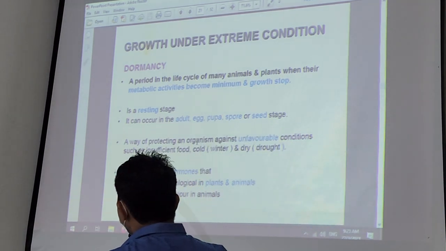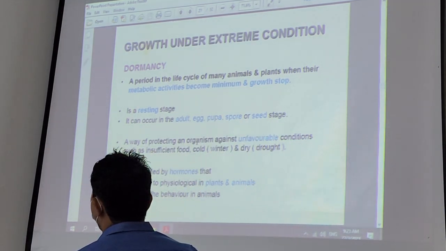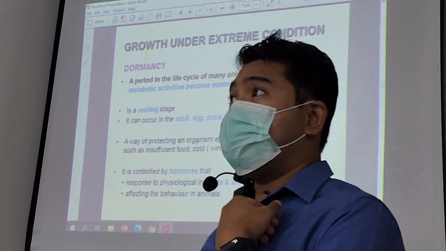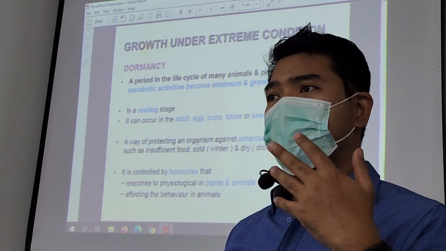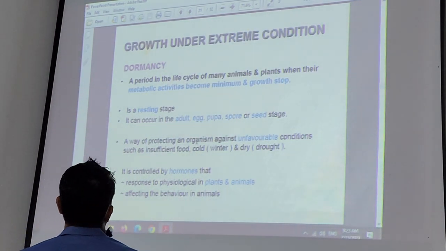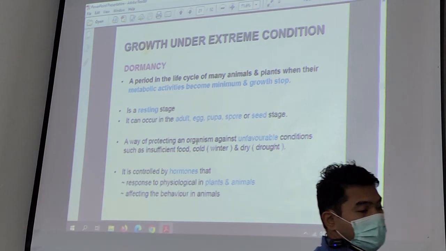Okay. And dormancy is also a way of protecting organisms against unfavorable condition, okay? Because when it is not good to germinate, like the seeds in the temperate countries in winter, that's not the right time to germinate. So stay dormant. And this is controlled by hormones, okay?